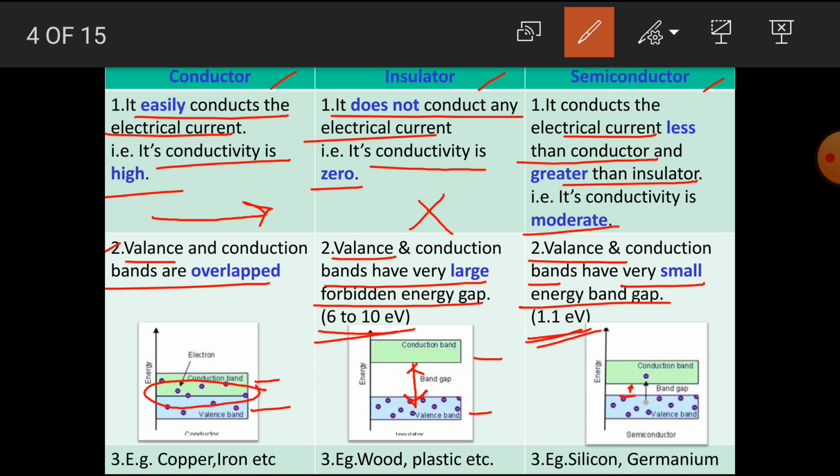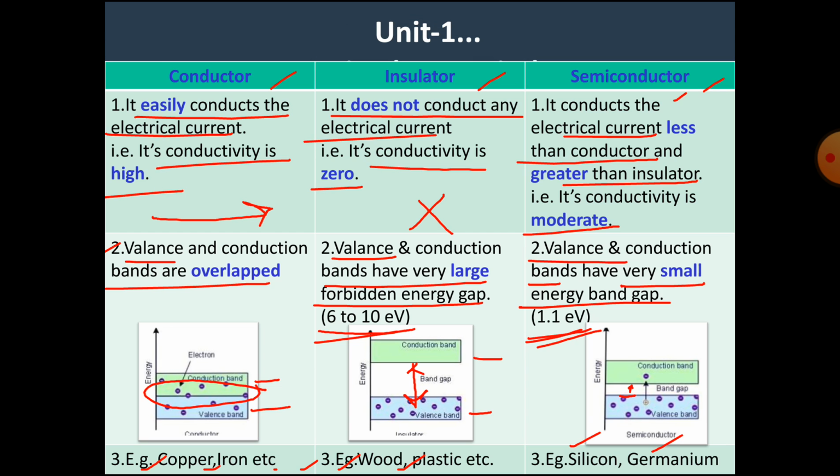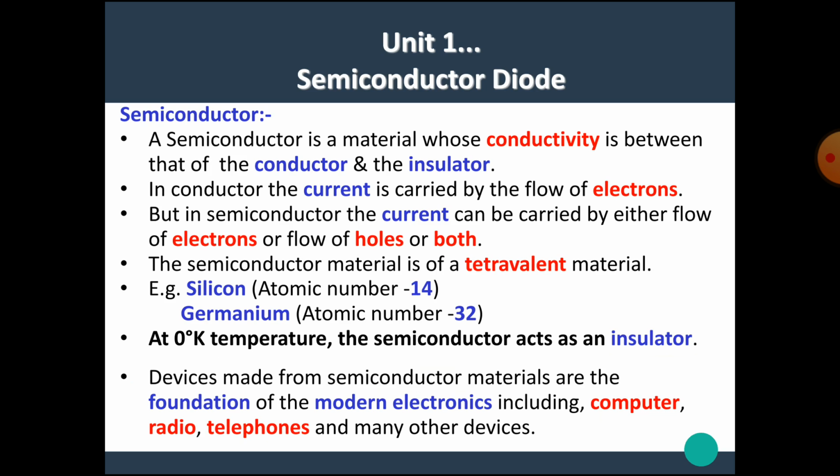The examples of the conductor are metals like copper, iron, aluminum, etc. While the examples of the insulator, we know that wood is an insulator, plastic and rubber are examples of the insulator, and the examples of the semiconductor are silicon, germanium, etc. I hope you all understand the basic difference between the conductor, insulator, and semiconductor.